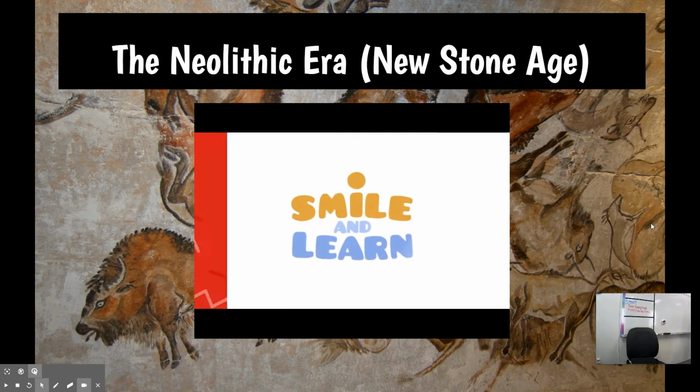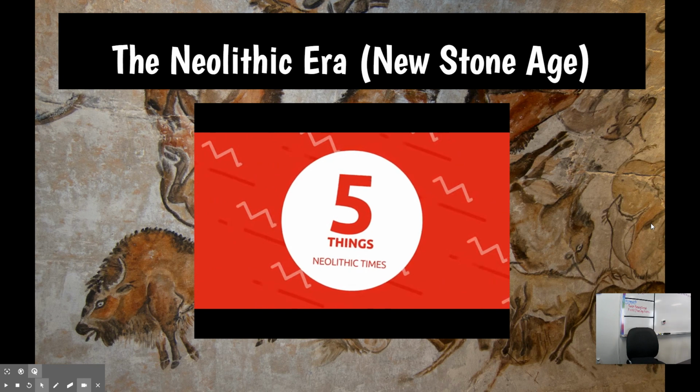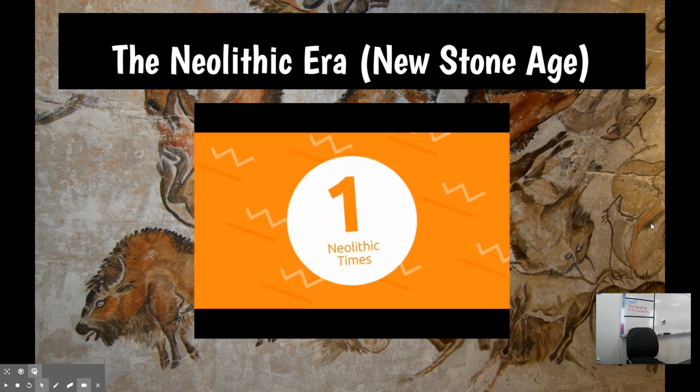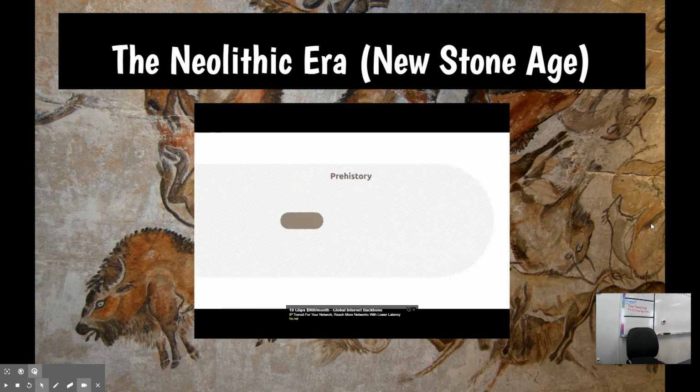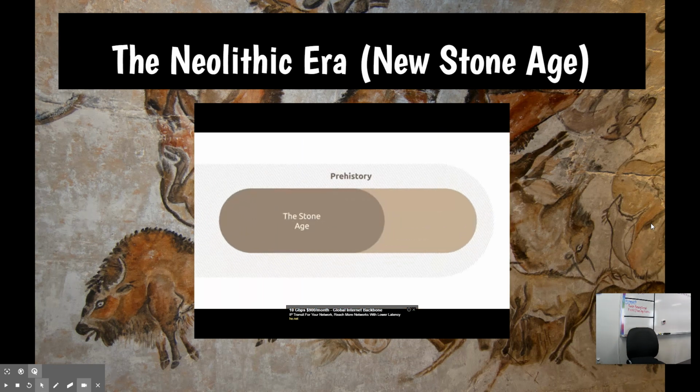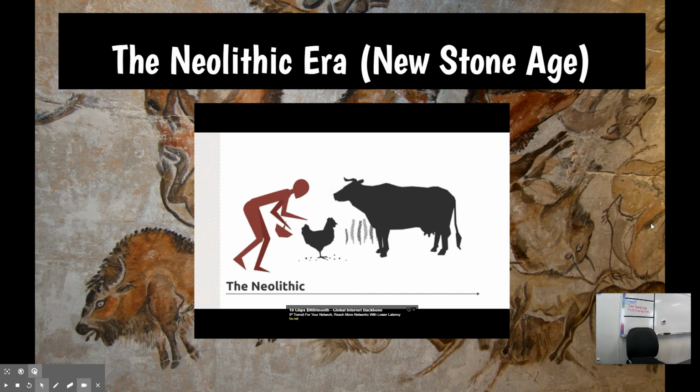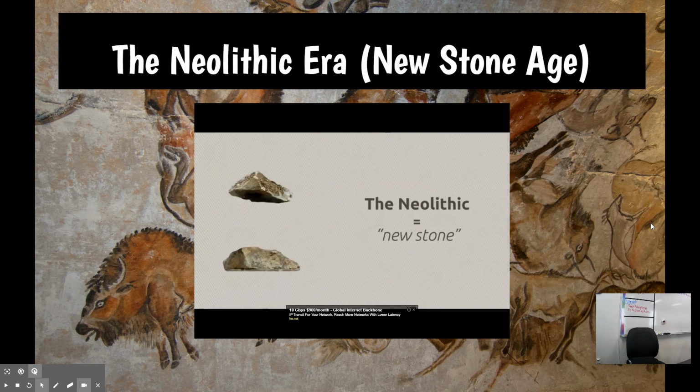Smile and learn. 5 things you should know about Neolithic times. Prehistory is divided into 2 major stages, the Stone Age and the Age of Metals. The Neolithic period is the last stage of the Stone Age. Neolithic times began with the practice of agriculture and cattle raising. The word Neolithic means new stone, and this explains why the stone tools that appeared during this period were much more elaborate than Paleolithic tools.